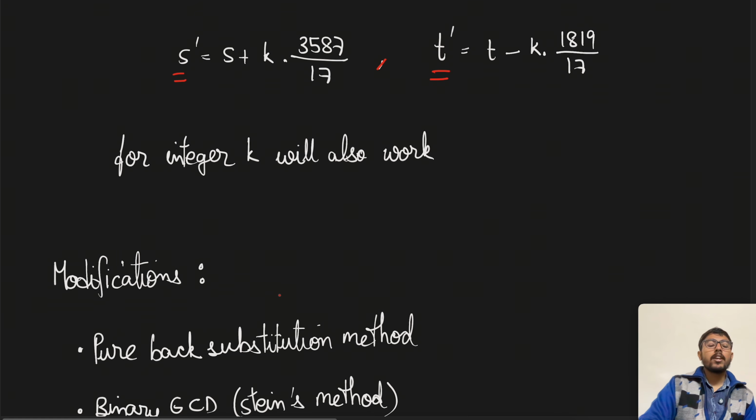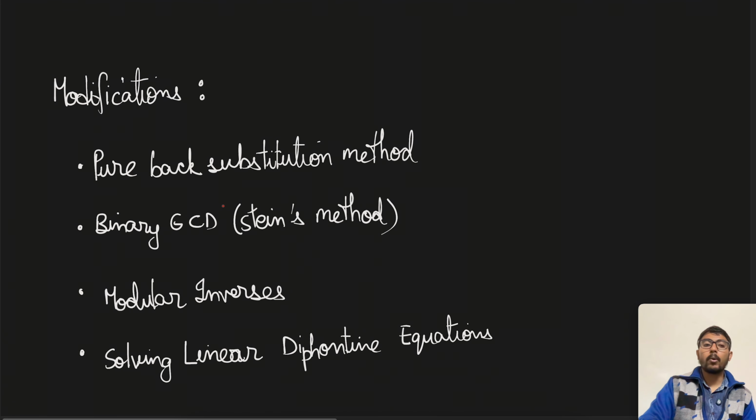Now we will look at some of the modifications that can be made. Just to highlight the important ones, one of the modifications is the pure back substitution method, which is to repeatedly substitute earlier equations into later ones. That would be good for smaller numbers, but it gets messy if we have larger numbers. Then there is binary GCD, also known as Stein's method. It uses only subtraction and division by 2 shifts. It is often faster on computers.